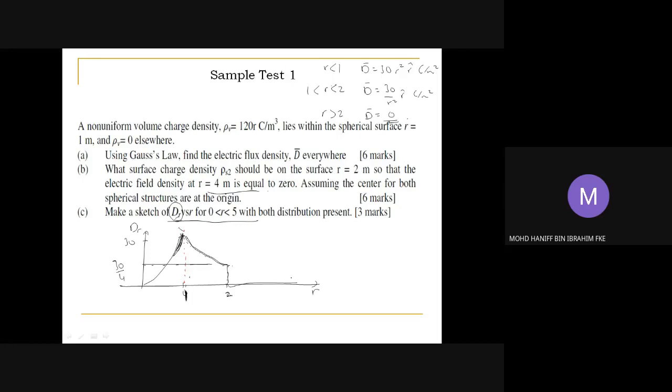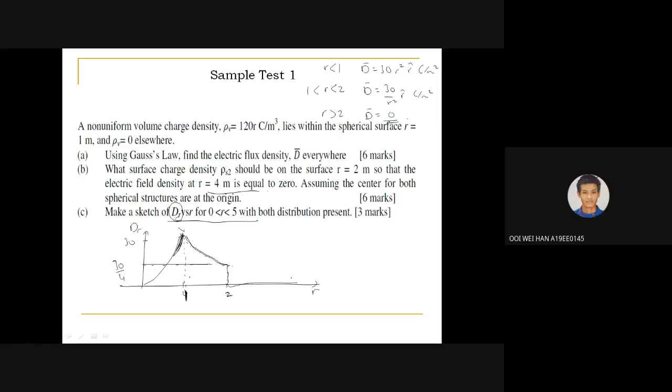Okay, any questions for these solutions of part C? To sketch, we have sketched the magnitude of D based on the obtained flux density D for the previous A and B questions. Okay. Any problems? Any questions related to this?